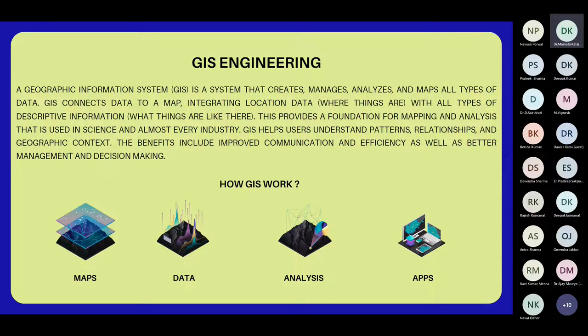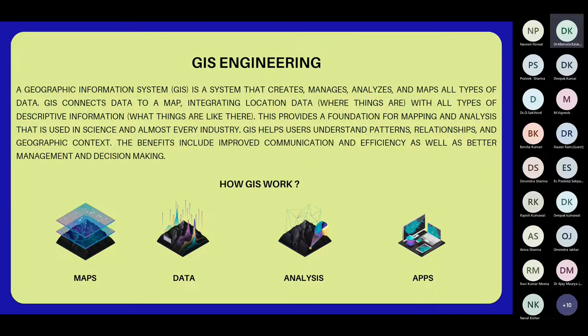Even we know that Google Maps is one of the GIS tools, a geographical information system, and it connects the data to a map, integrating the location data, where things are, with all types of descriptive information, that is, what the things are like there.